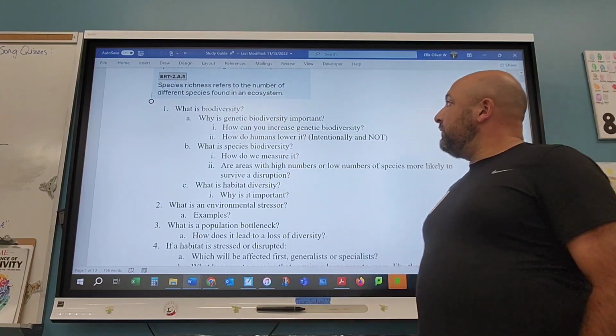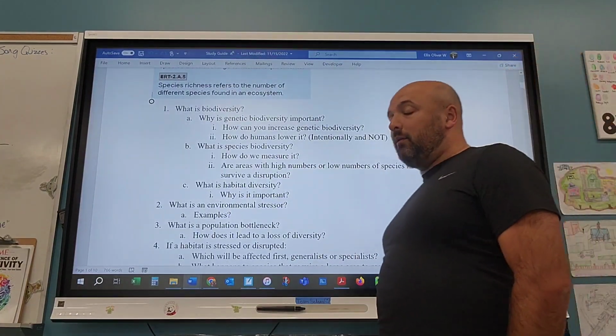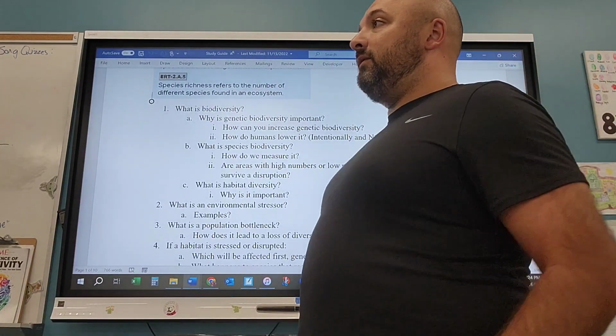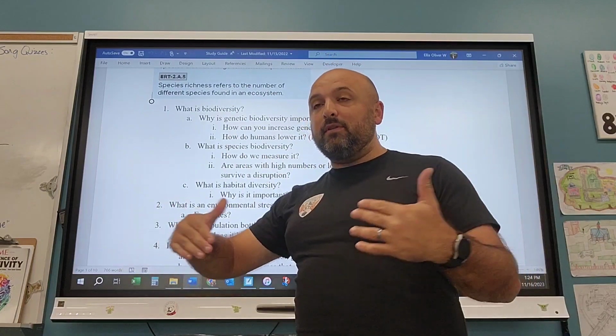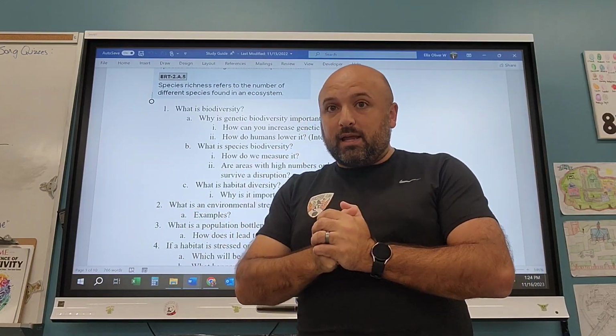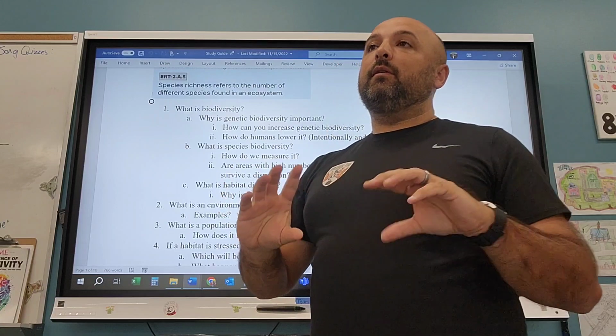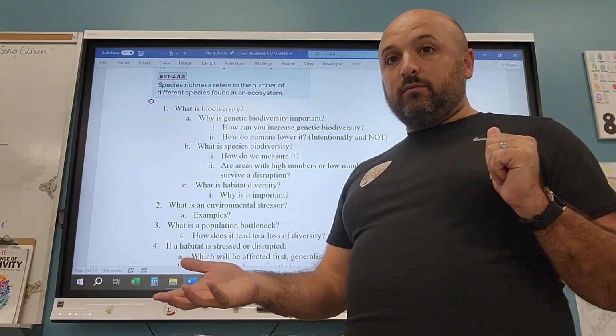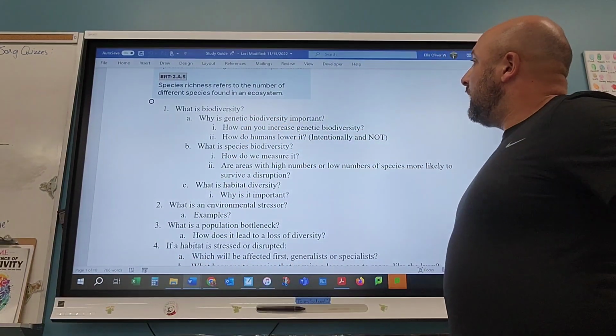Now, why is genetic biodiversity important? Well, if you have a monoculture of everybody who's very similar genetically, if some kind of stressor happens, if some kind of selective pressure is applied, and they go through a bottlenecking event, this can cause extinction. And so that's the big issue.